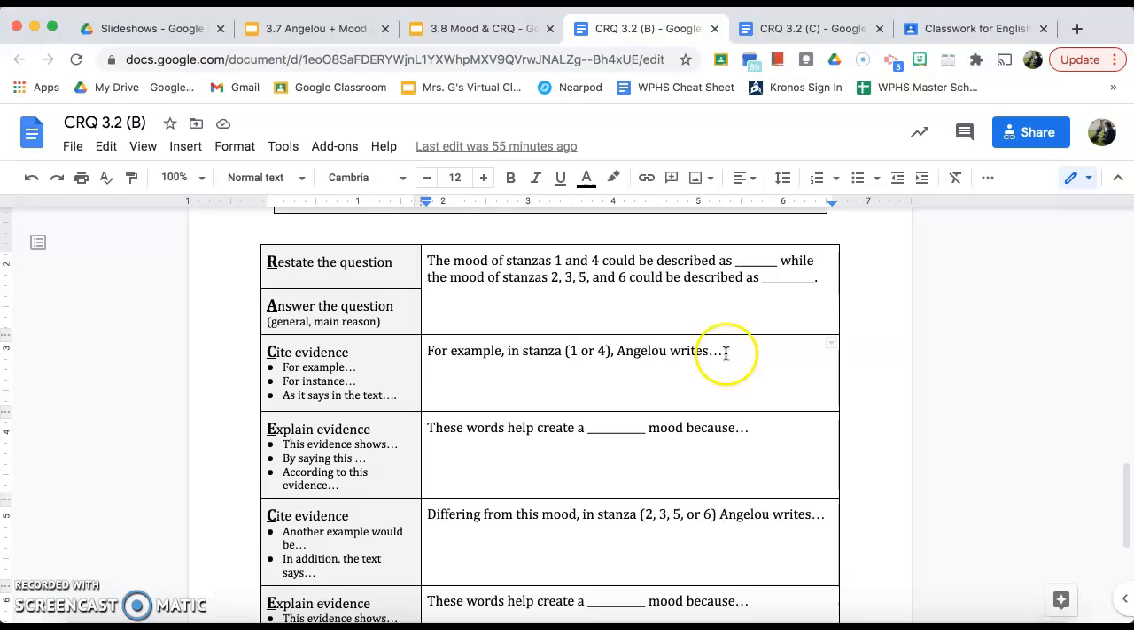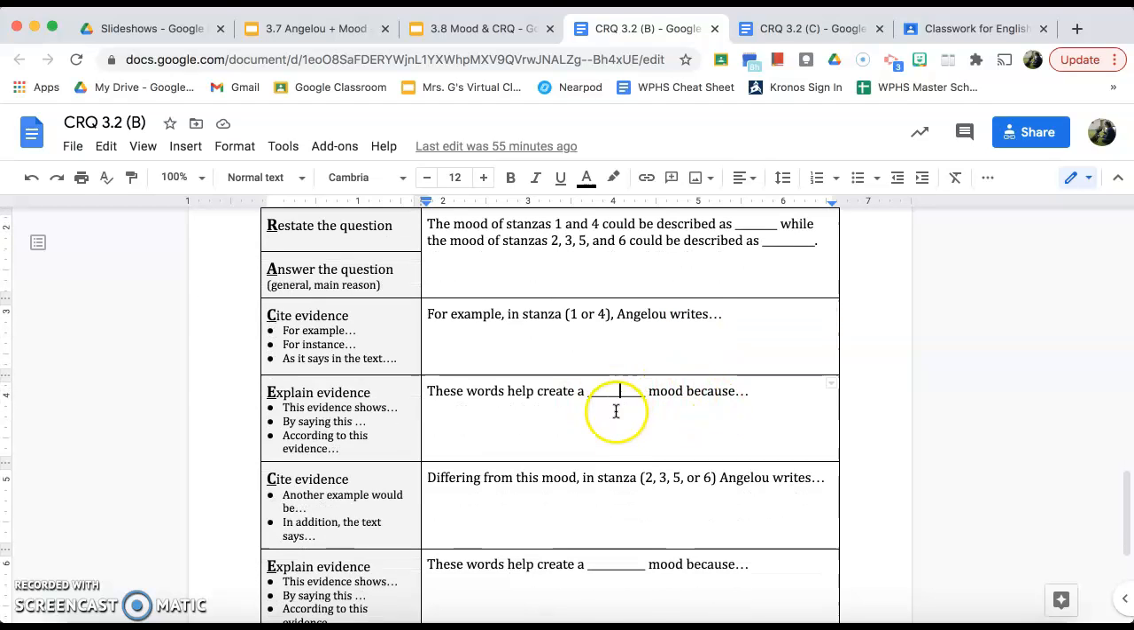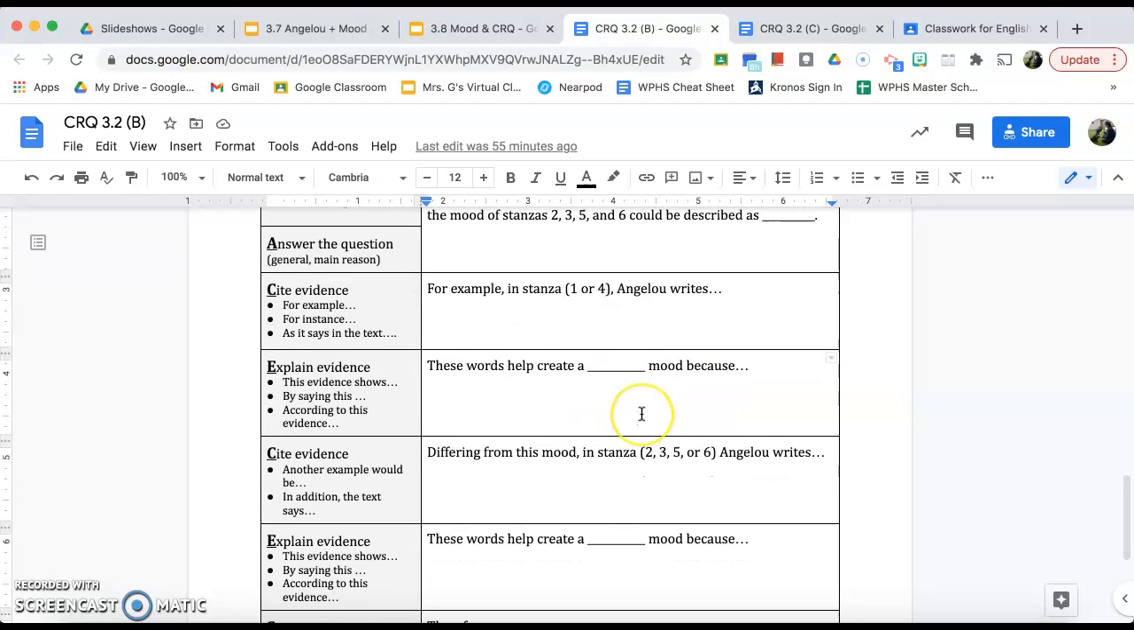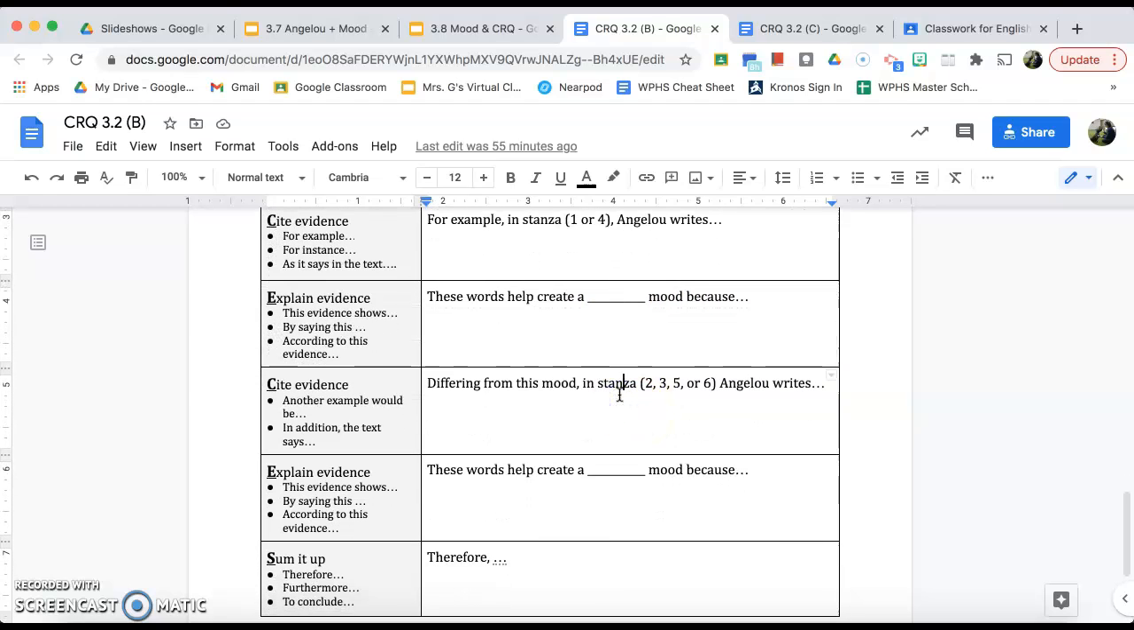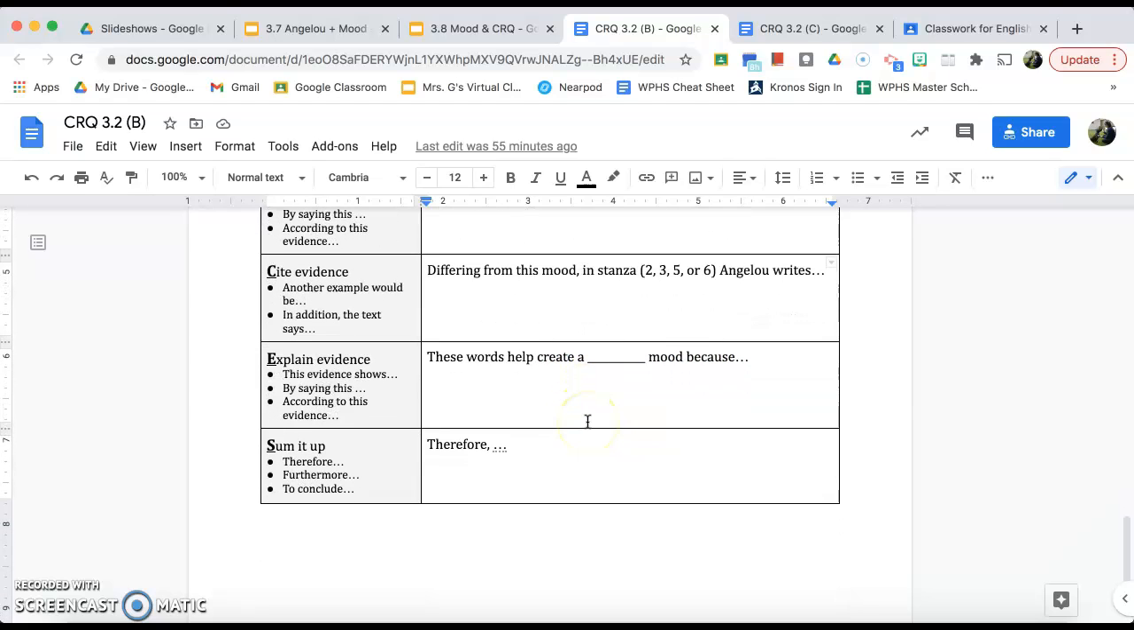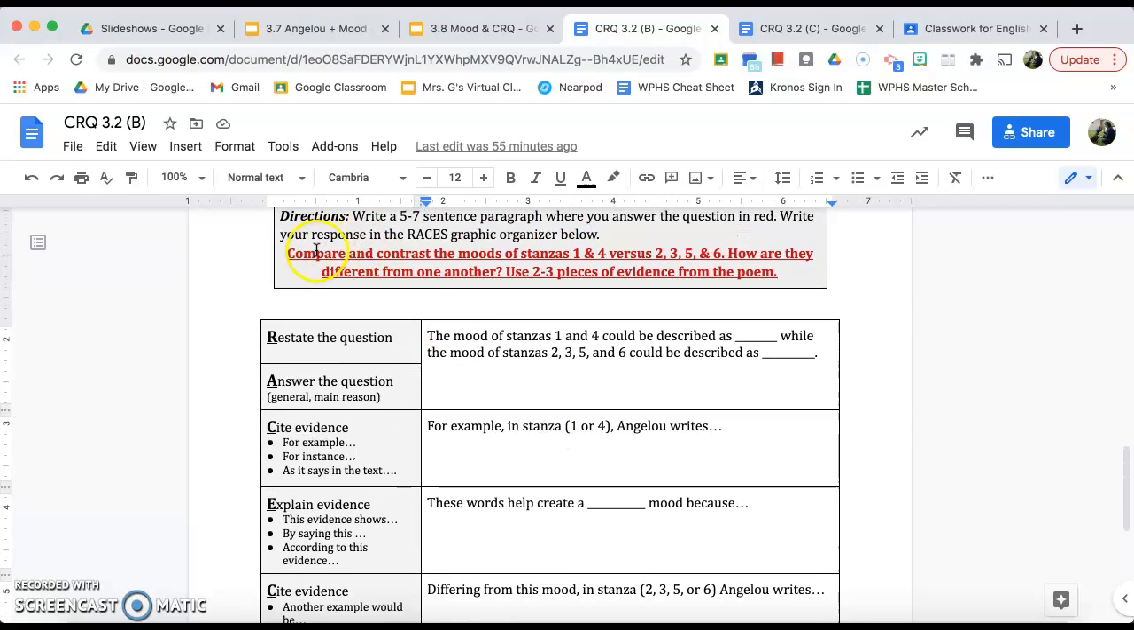Then what you're going to need to do is give an example of some charged words that help build the mood in the first set of stanzas about the free bird, and explain it. How do those words develop that mood? We'll do the same thing for the next set of stanzas about the caged bird. Give an example, explain your example, and then at the end, you want to make sure you very clearly explain how these moods are similar or different from each other. That's the main question that you want to make sure you answer by the end of your response. How are they similar and different from each other?